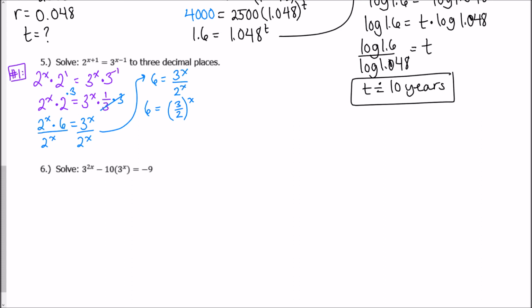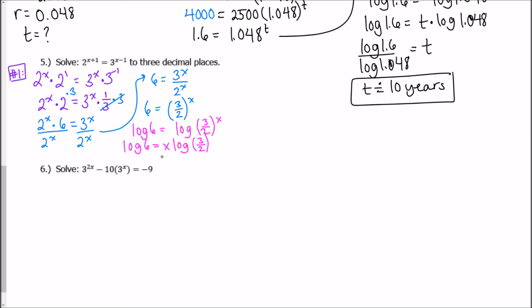Now that I've done that, I have a single x, which is a lot easier to solve for now. I'm not going to have to worry about x's in my answer. Now I can just isolate my x. So what I'm going to do is I'm going to log both sides. So I'm going to log the 6, and I'm going to log the 3 over 2 to the power of x, okay? And by doing that, I can now bring this x out in front. So that turns into log of 6 is equal to x times log of 3 over 2.